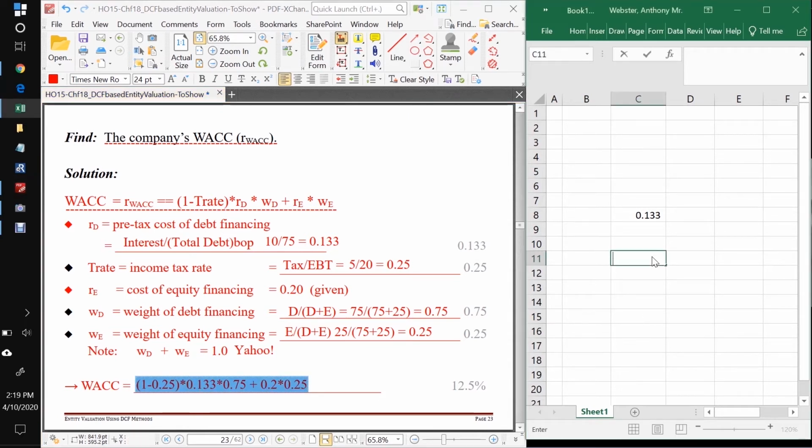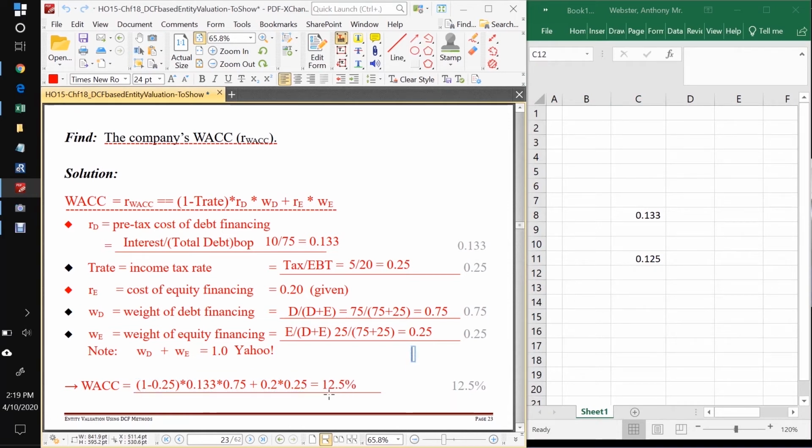And let's just plug that into Excel and see what we get here. Okay, I got 0.125 or 12.5%. Okay, so that's it. That's how we compute the weighted average cost of capital for a company. So no big deal, pretty straightforward. And this is what we would use to discount with if we're trying to get an NPV for all stakeholders, for debt holders and shareholders.